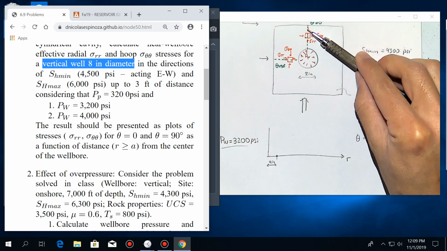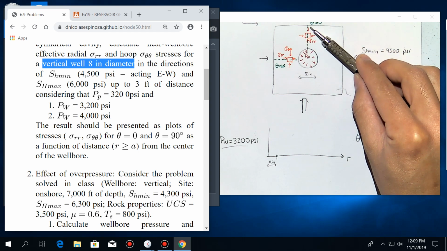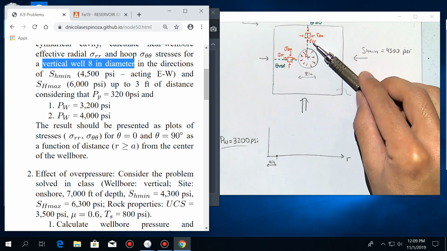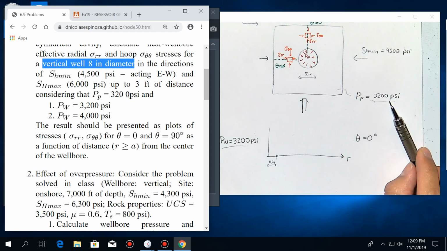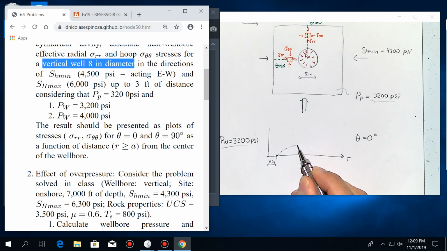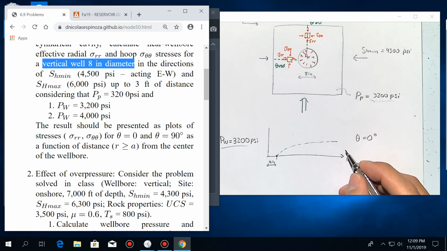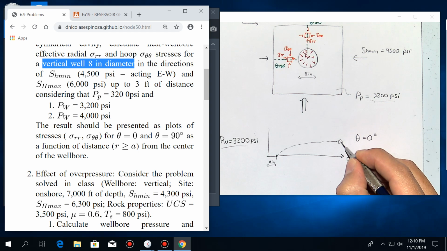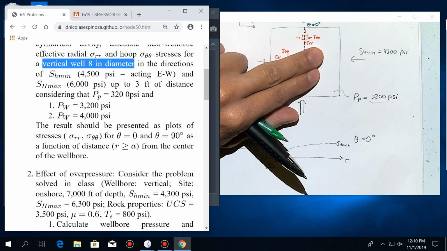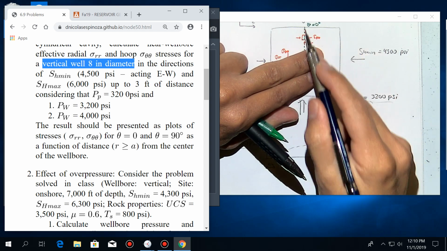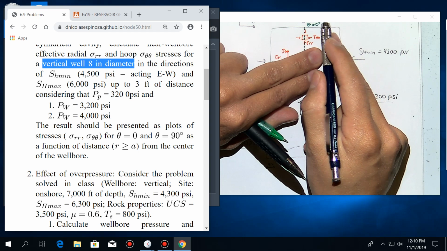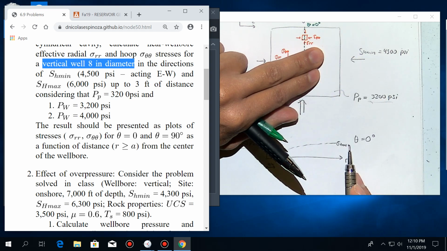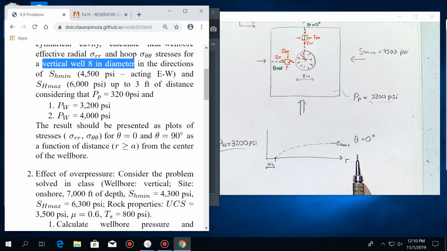As you go further away, sigma RR is just going to be SH max minus the pore pressure. So it is going to increase to the far field value of sigma H max. Very, very far away, the rock doesn't feel anything about the wellbore, and the effective stress in this direction is just going to be this one minus the pore pressure, so sigma H max. All right, that's the radial stress.